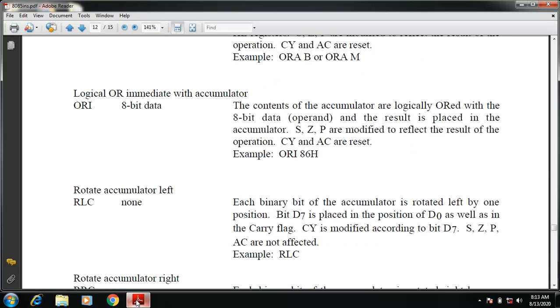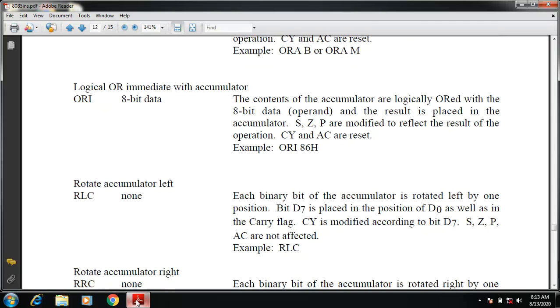The next, ORI data. Logical OR immediate with the accumulator, that is the specified data is ORed with the accumulator and the result is stored in the accumulator. The meanings are the same, but before, ORA with a register is indirect data. This is direct data ORed with the content of the accumulator. Okay, so here the carry and auxiliary carries are reset.